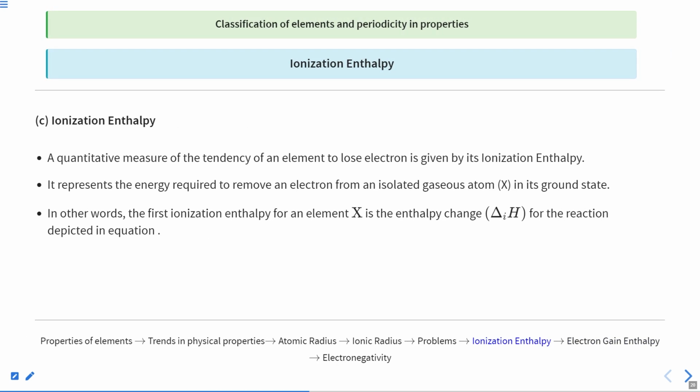Next is ionization enthalpy. So what is ionization enthalpy? Ionization enthalpy is basically the measure of the tendency to remove an electron, or in more thermodynamic terminology, I would say it is the enthalpy change when an electron is removed from an isolated gaseous atom. When we remove the first electron, it is called the first ionization enthalpy, right? It represents the energy required to remove an electron from an isolated gaseous atom in its ground state. So it should be in the gaseous state plus in the ground state. It should not be excited, right?